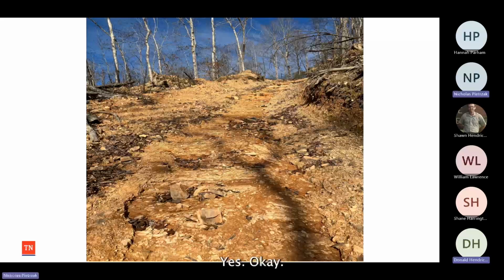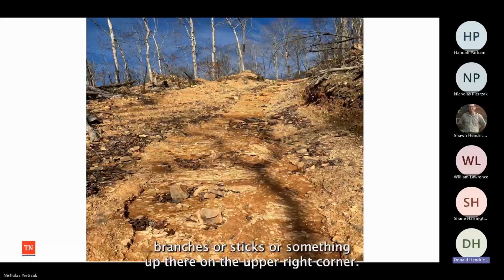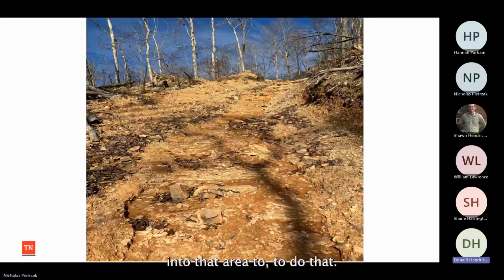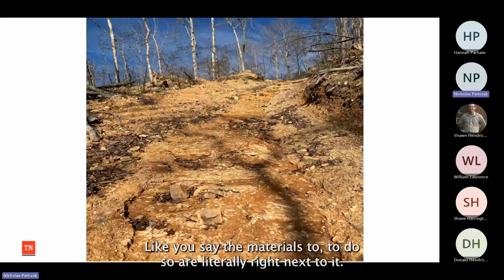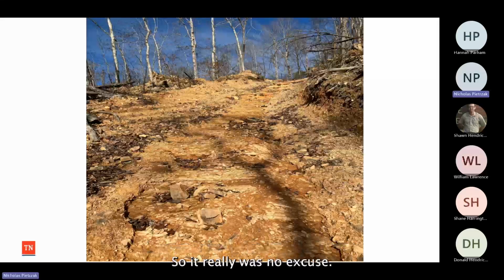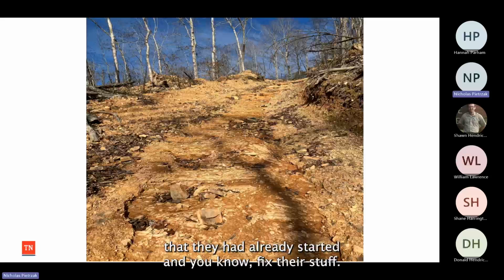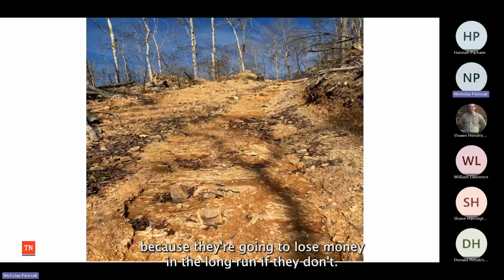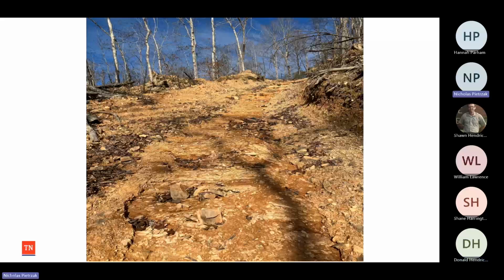Am I heard? Yes. Okay, I'm new to this business. It appears to me in this picture that there's branches or sticks or something up there on the upper right corner. Yes. That could have been drug out into that area to do what you just described, that slash stuff with the branches. That could have been better than nothing. Yeah, like you say, the materials to do so are literally right next to it. So it really was no excuse. And they had to come back off the next job site that they'd already started and fix this stuff. So it's something that loggers should do on the front end because they're going to lose money in the long run if they don't. And forestry is a long run game. Yeah.